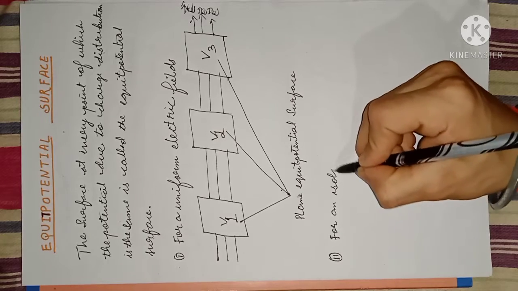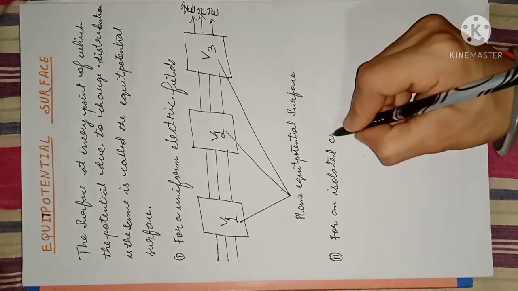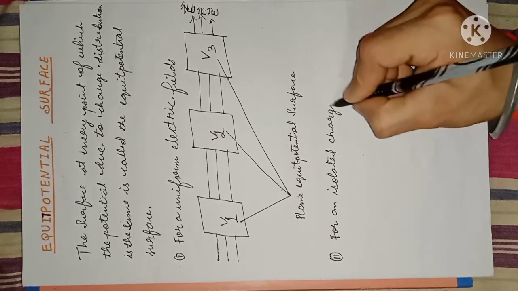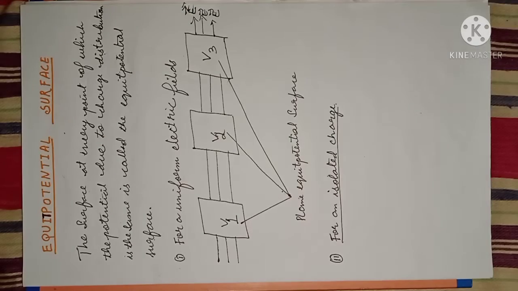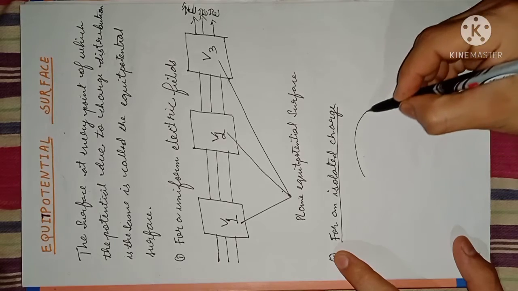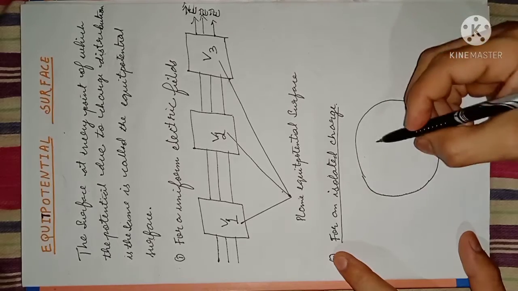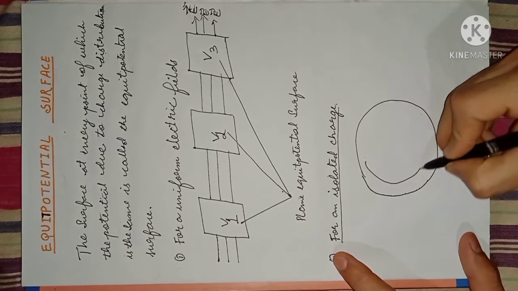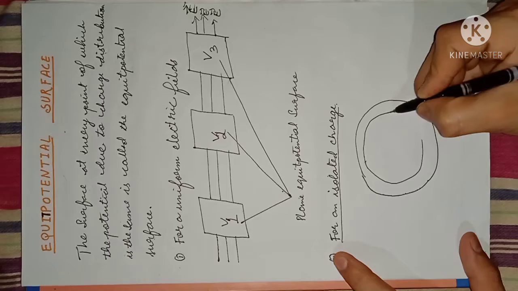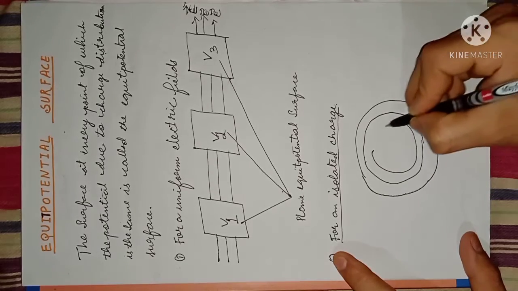Another example, number 2, is an isolated charge. For an isolated charge, you can draw the diagram. Suppose these are spherical lines, that means spherical surfaces. You can draw it nicely; I am drawing a rough diagram. These are spherical surfaces.